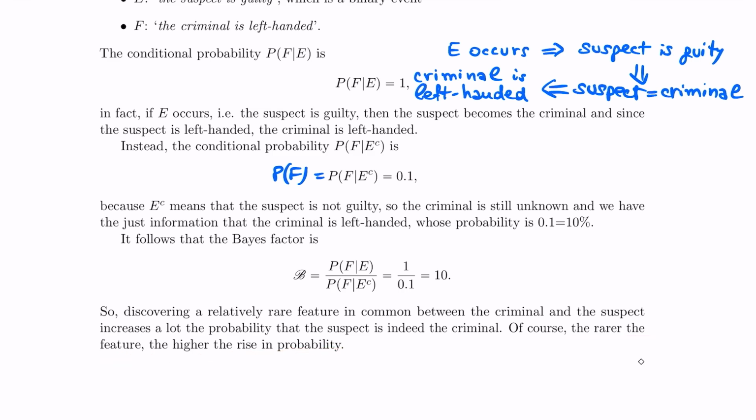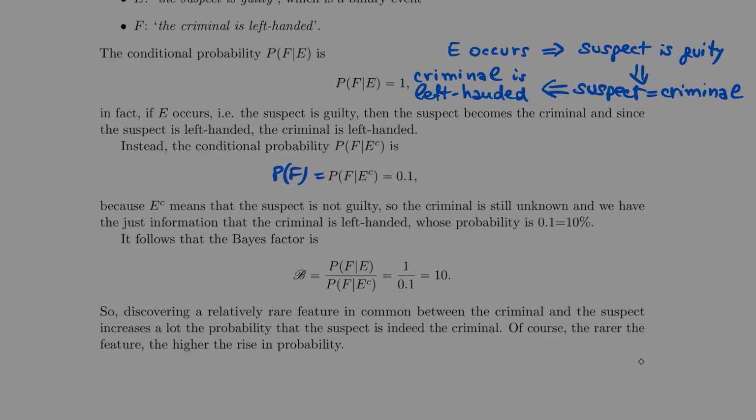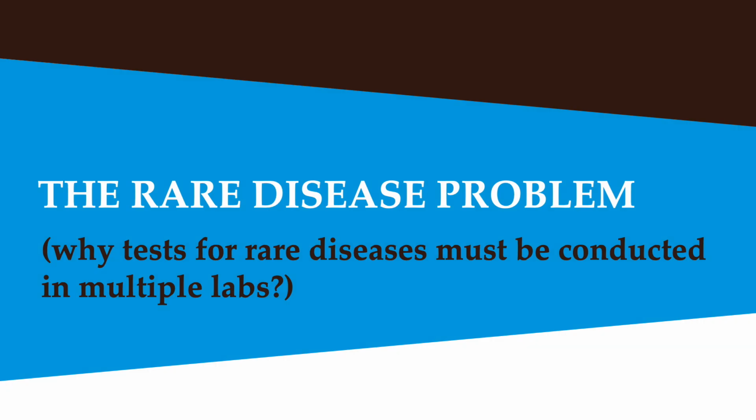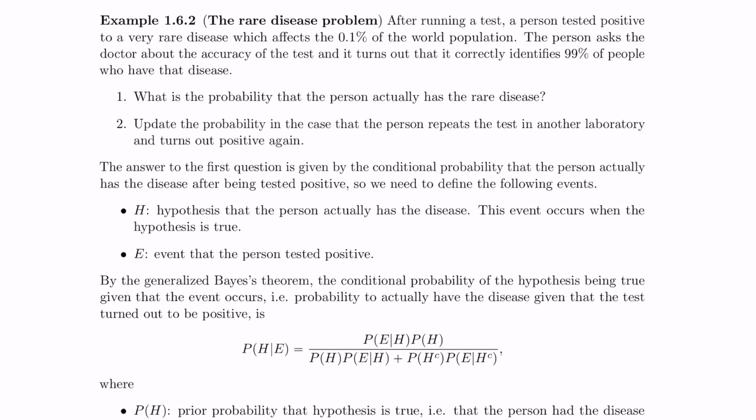Having discussed the odds ratio, the base factor, and an example related to this concept, we can now go for 4 very interesting examples in which we will use Bayesian inference in order to understand how to solve problems. The first example we deal with is very famous and it's called in the literature the rare disease problem. It's a very important one.